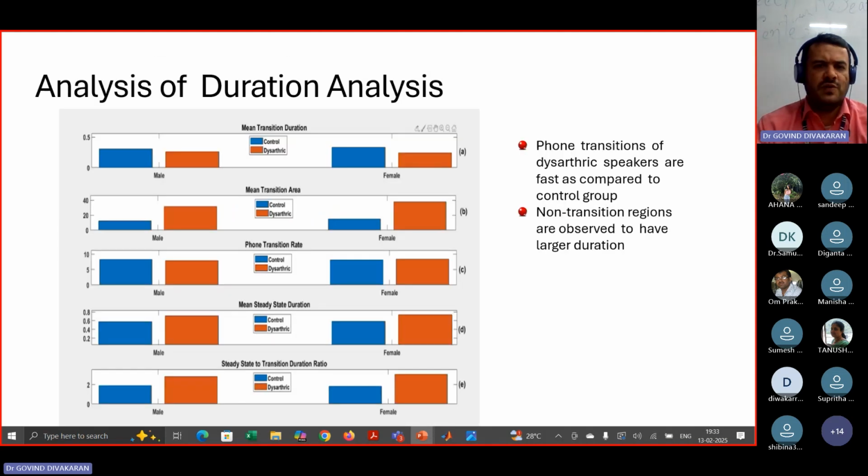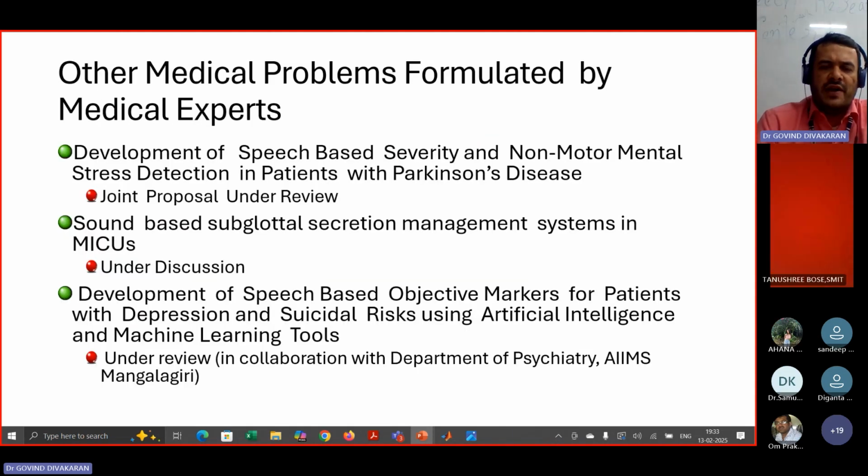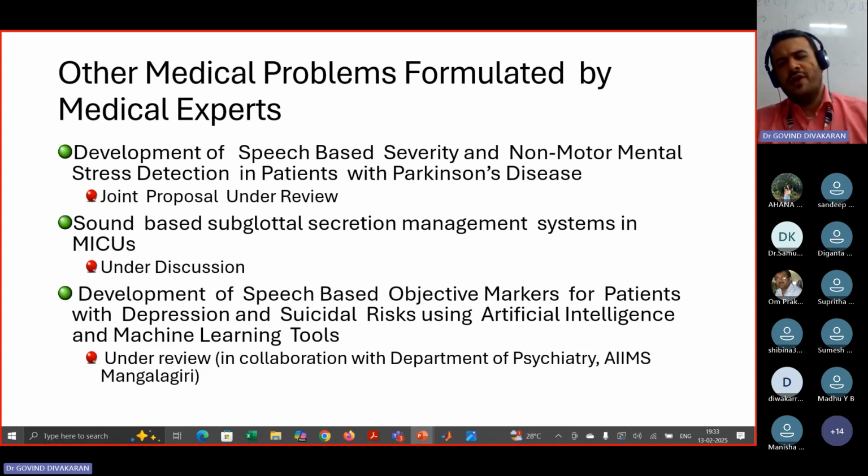There are three measures, one of which is the mean transition duration and mean transition area. The result we obtained was that the MTD or MTA, the mean transition area under the transition regions, was found to discriminate between the healthy controls and the dysarthric or stroke patients. I'll be concluding with this.